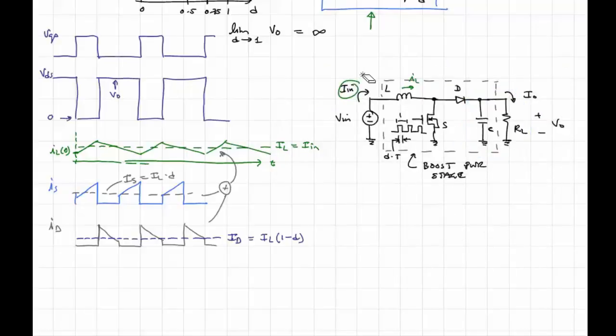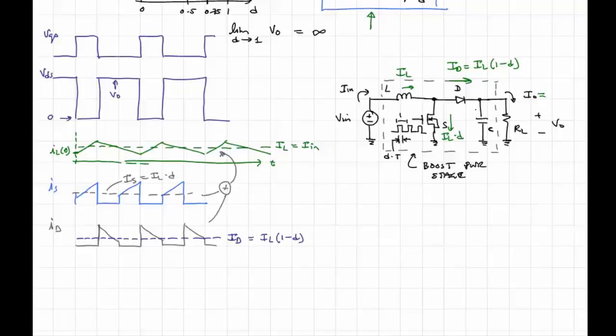Okay, so the average current flowing out here, I should say the average current through here, ID, is equal to IL times 1 minus D. That comes straight from the fact that on average you have IL flowing through the inductor, and for D percentage of the time you have that current flowing down through the switch, and for the other 1 minus D percent of the time you have that current flowing through the diode.